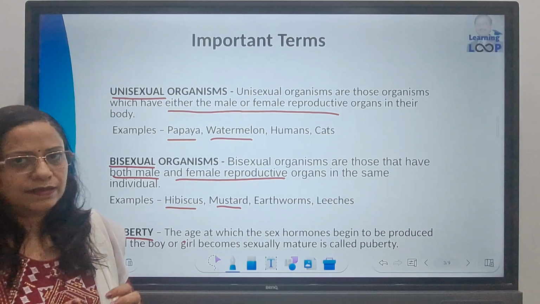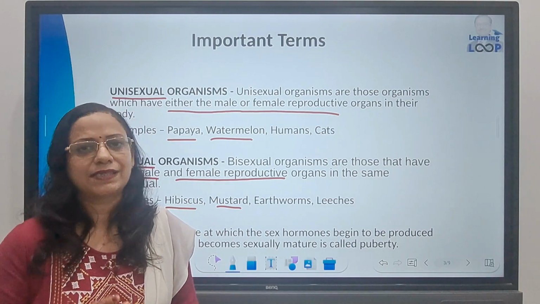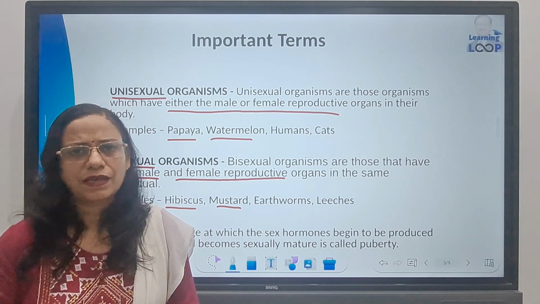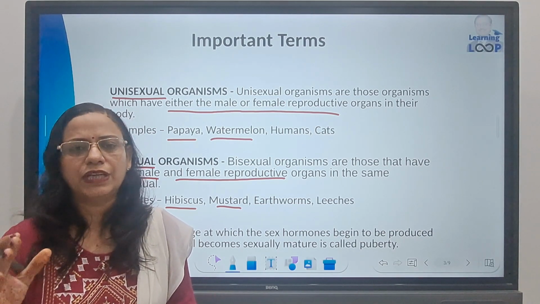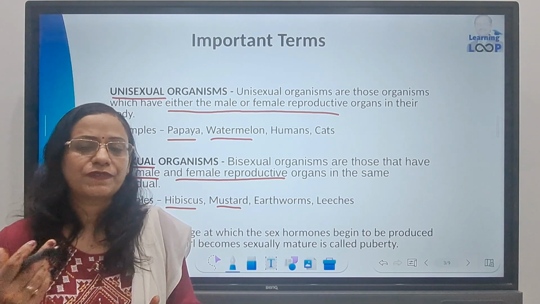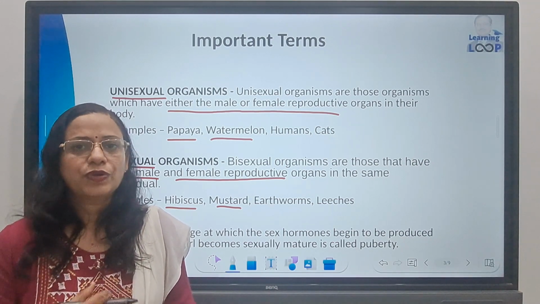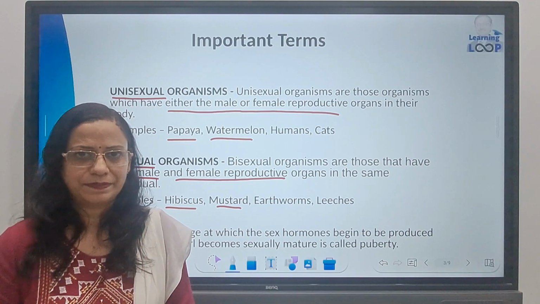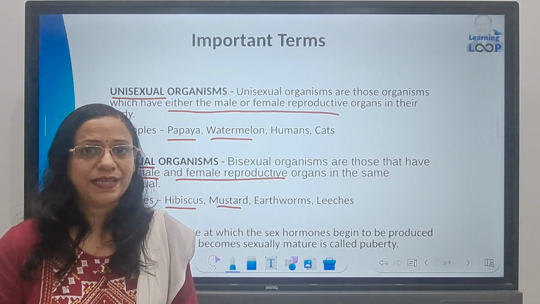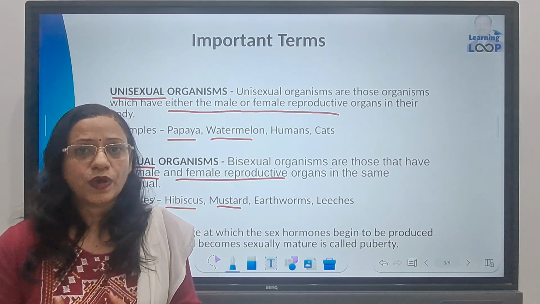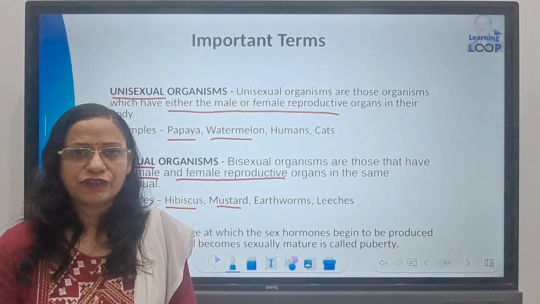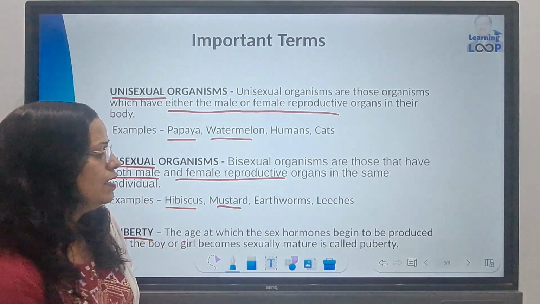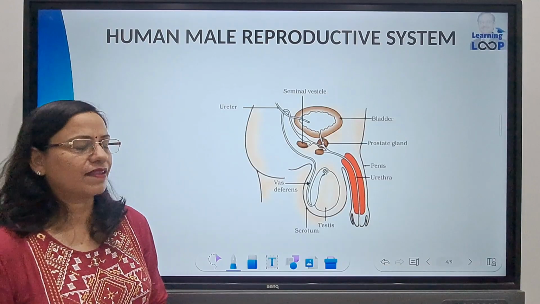Then puberty is a term specifically used for human beings, that is the age at which a child attains sexual maturity, that is around the age of 11 to 13 or 14 years, when the production of sex hormones starts in the body. You can start seeing the visible characters associated with males and females: appearance of facial hair in the case of males, deepening of the voice, change in body structure in the case of females, and beginning of the menstrual cycle in females. These are all changes associated with puberty, right? So these are the few terms that we need to know.